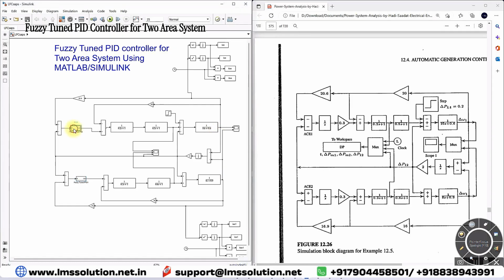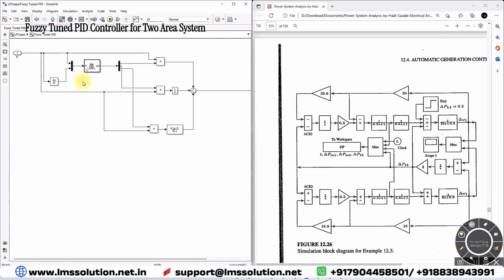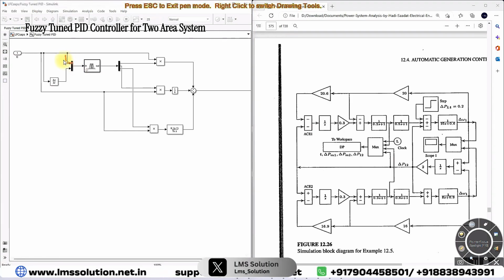Here you can see that this is a fuzzy tuned PID controller. We receive two inputs: one is the area control error and the other is the rate of change of area control error, and they are processed by the fuzzy controller. The fuzzy controller provides three variables: KP, KI, and KD. Here we multiply KP, KI, and KD with the error parameter, and finally they are added together. Finally we get the combination of proportional, integral, and derivative action.